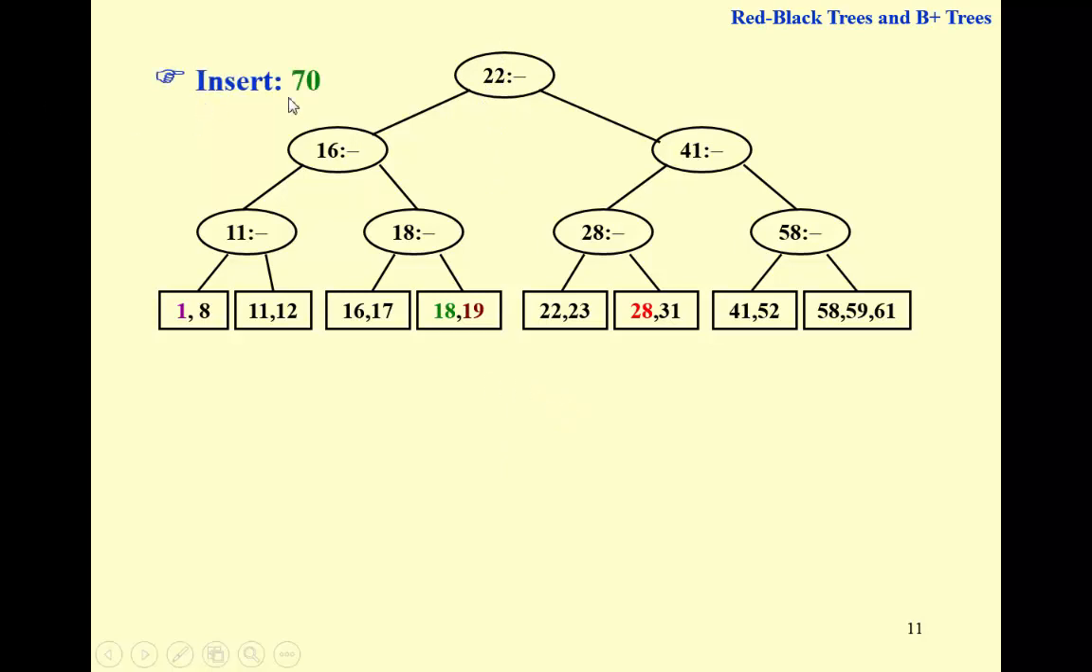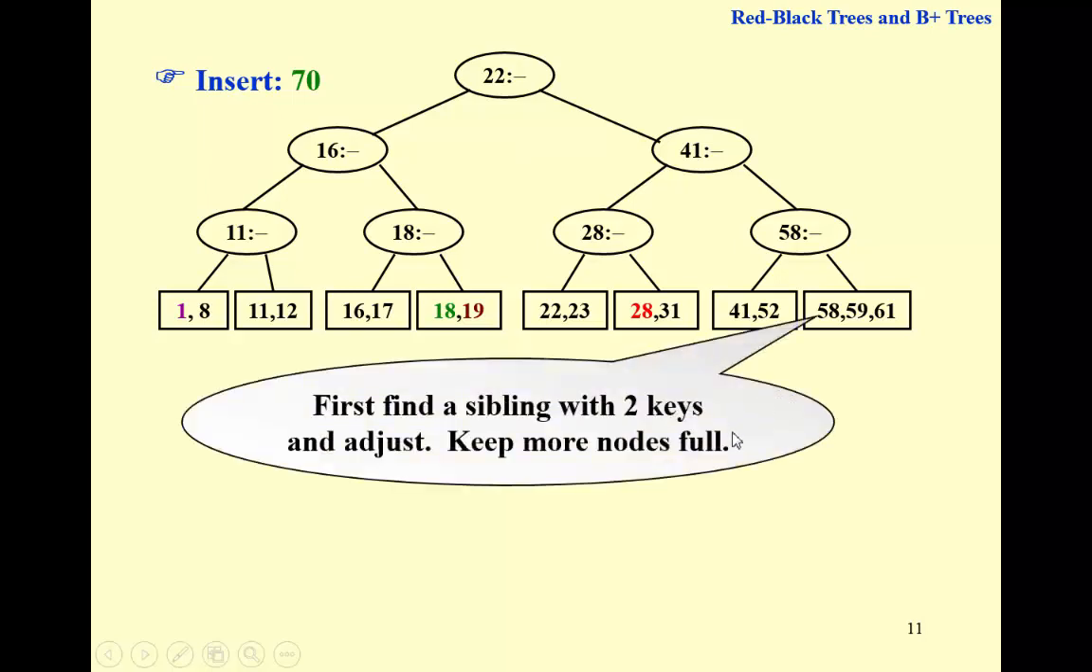Okay, let's make more trouble. Let's insert 70. So 70 is going to be here, and there will be splitting again. You can see that the simple splitting strategy will generate more leaf nodes, and more leaf nodes will result in a higher tree. So another strategy to solve this is, instead of simple splitting, let's first try to find a sibling which is not full. Try to find a sibling with only two keys and make some adjustment, to keep more nodes full and make the whole tree more compact.